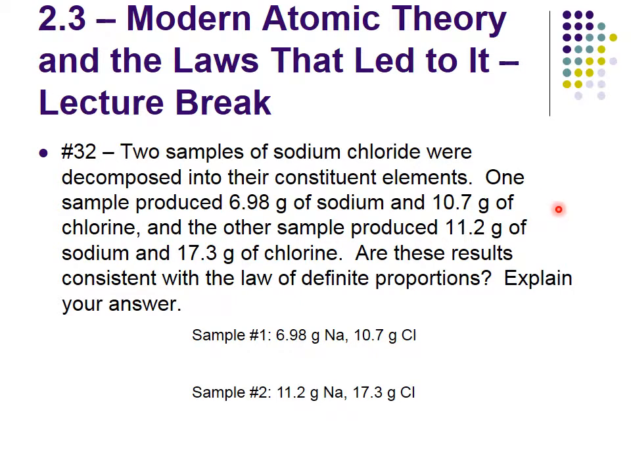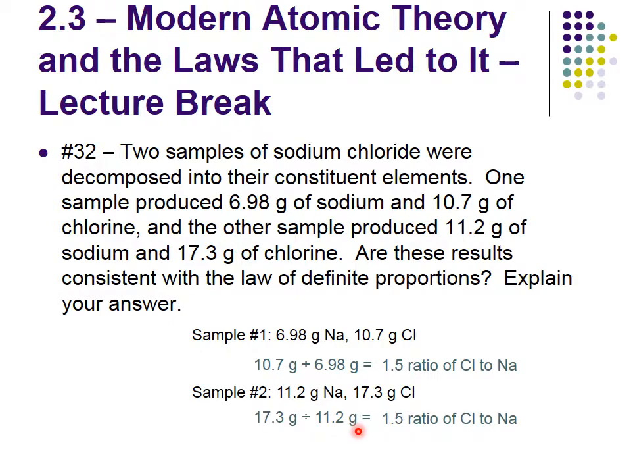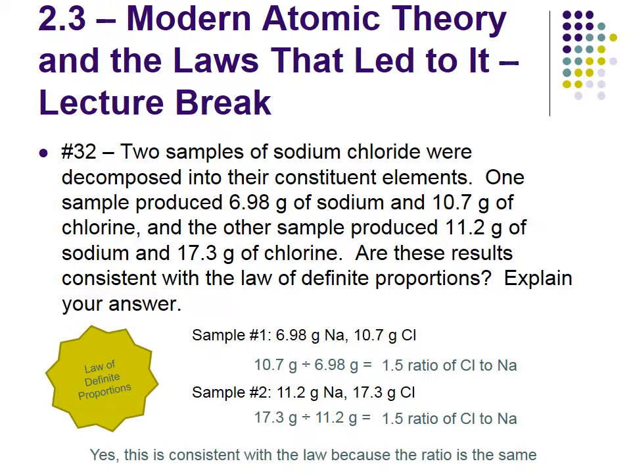Now the way to find out if this is consistent with the law of definite proportions is we have to make sure that it has a consistent ratio. So we do the chlorine to sodium ratio, which really just means we're dividing them. So it's the grams of chlorine divided by the grams of sodium, and we get a ratio of 1.5. If we do the same thing down here, 17.3 grams of chlorine divided by 11.2 grams of sodium, we also get 1.5. So yes, this is consistent with the law of definite proportions because the ratio stays the same. And there's the law it's connected to.